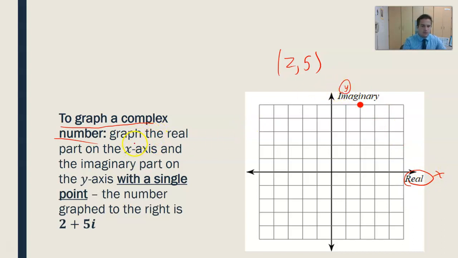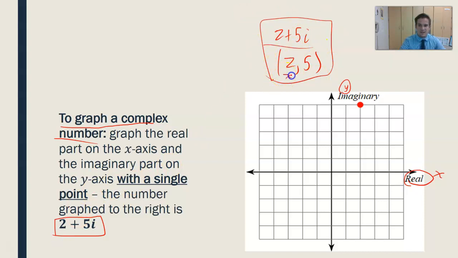So here it says graph the real part on the x-axis and the imaginary part on the y-axis with a single point. So if I have the complex number 2 plus 5i, which you notice is very similar, this is an xy coordinate, this is a real and an imaginary coordinate. So if I'm graphing this on the complex plane, I'm going to go 2 units in the real direction and 5 units in the imaginary direction. So on this complex plane, this point would be represented by 2 plus 5i. So that's how you graph a complex number.